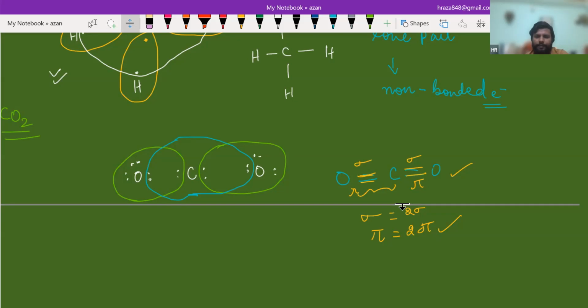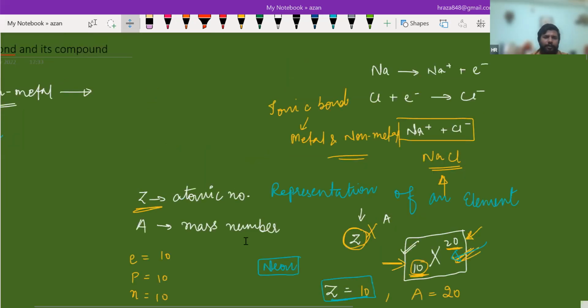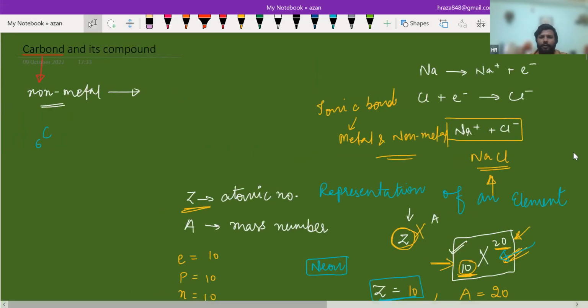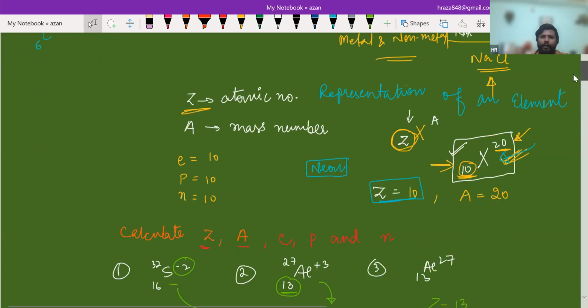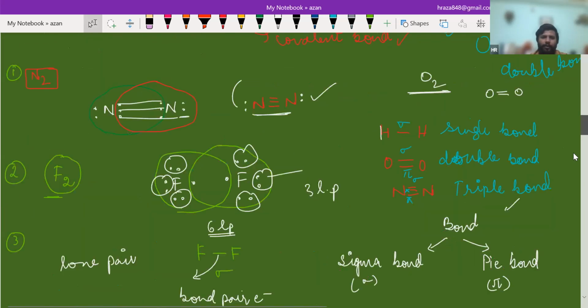Wait a minute, let me see. It has been long since what we have studied. And all this bonding in carbon, the covalent bond. Okay, let's go. So basically, this electron dot structure we have studied. You will study it in class 11th also.